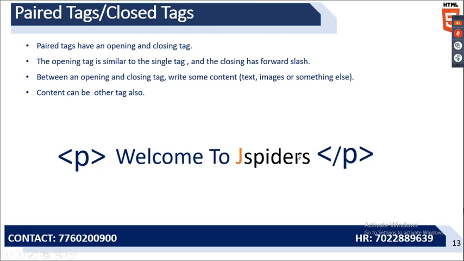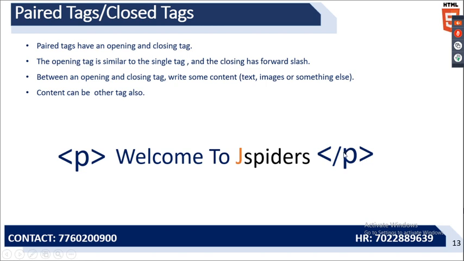See, here we have less than symbol, greater than symbol. In between, we are adding the tag name. At the end, observe here, less than symbol, forward slash, tag name, and greater than symbol. So that's what they are telling. Paired tags have an opening and closing tag. This tag we call the opening tag, and this tag we call the closing tag.